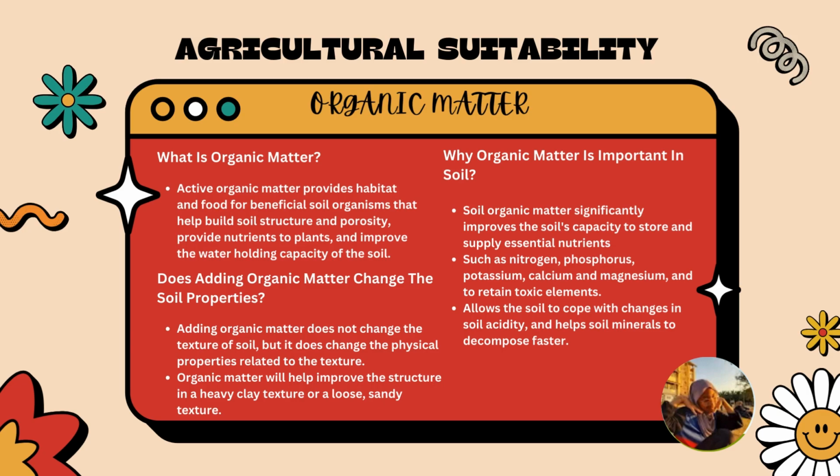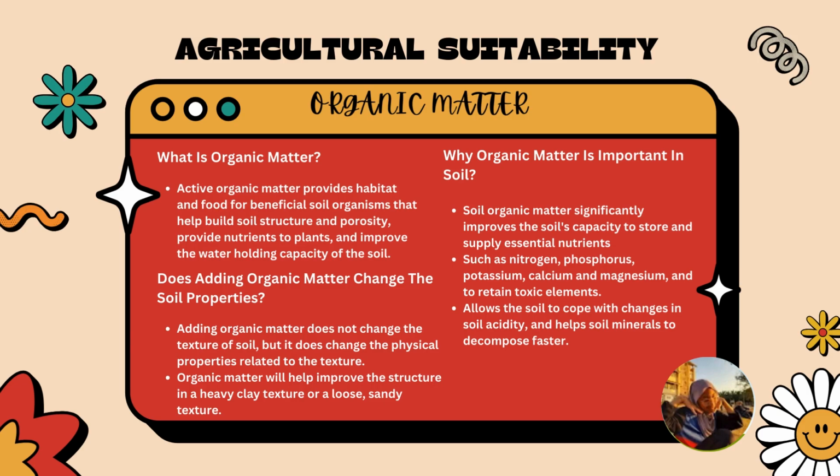Adding organic matter does not change the texture of soil, but it does change the physical properties related to the texture. Organic matter will help improve the structure in a heavy clay texture or a loose sandy texture. Why is organic matter important in soil? Organic matter significantly improves the soil's capacity to store and supply essential nutrients such as nitrogen, phosphorus, potassium, calcium and magnesium, and to retain toxic elements.